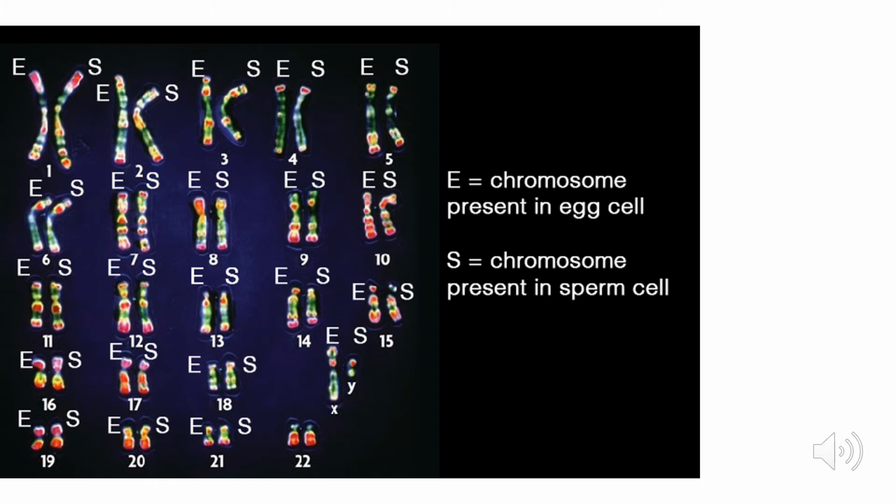One chromosome from each pair is a copy of the chromosome in the original unfertilized egg cell, which was inherited from your mother. The second chromosome of the pair is a copy of the chromosome in the original sperm cell and was inherited from your father.